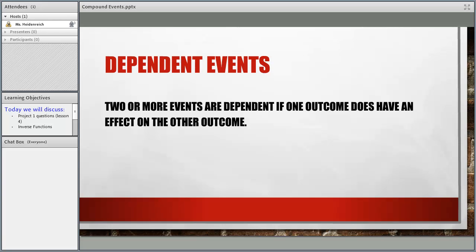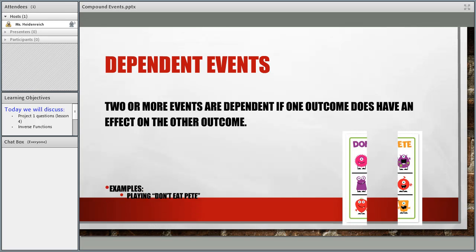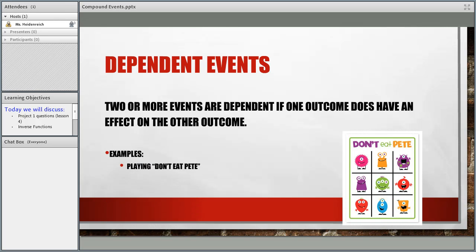So now we're going to start talking about dependent events. Two or more events are dependent if one outcome has an effect on the other outcome. So the example I have that maybe you haven't heard before is about Don't Eat Pete. I don't know if you've ever played this game, but this is a game that some kids will play.